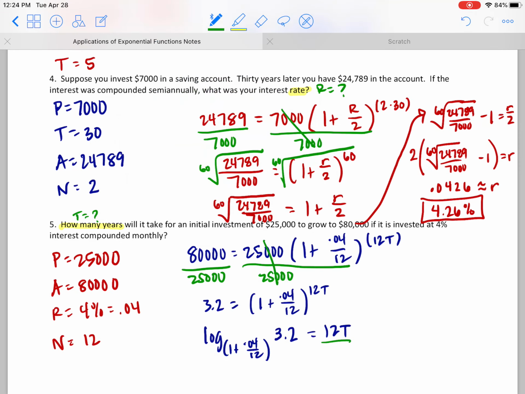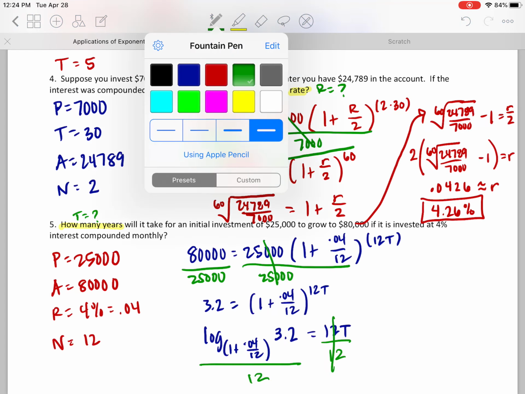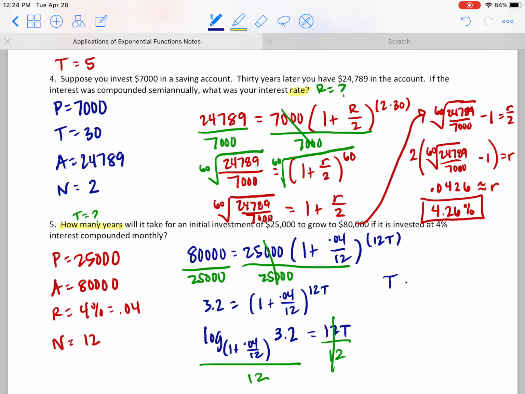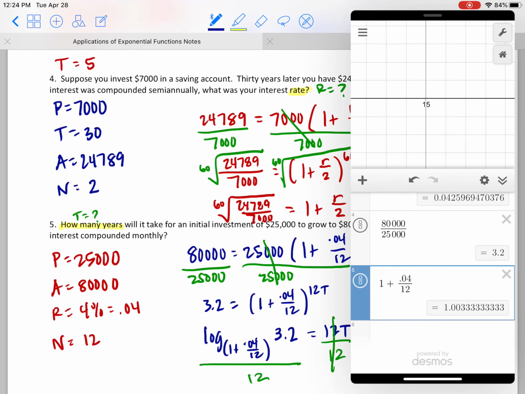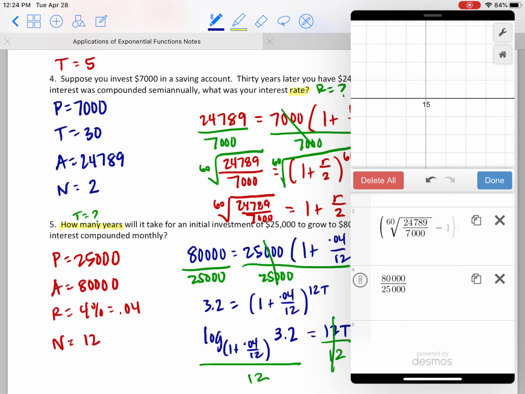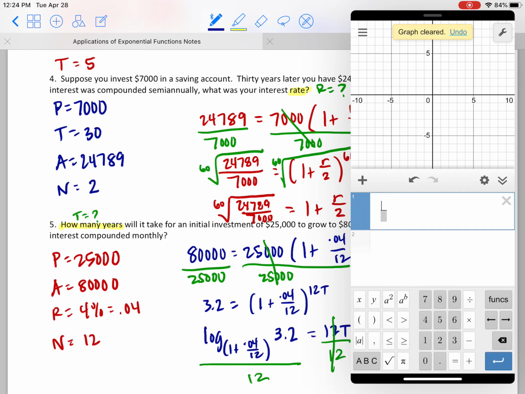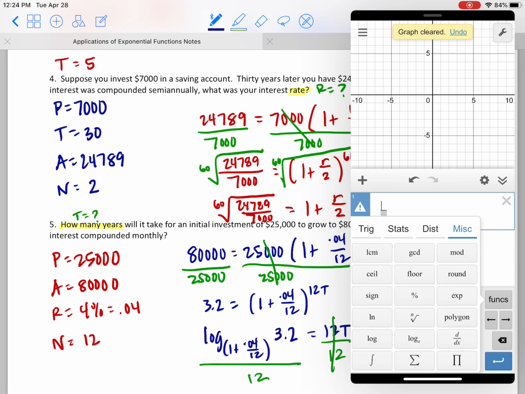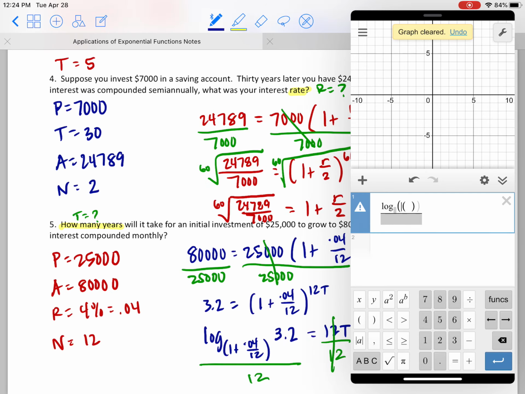We use a log. So I'm going to take this and rewrite it in log form. This becomes the log base 1 plus 0.04 over 12 of 3.2, and that's equal to 12t. Now if I want to solve for t, I just have to divide over the 12. Divide that by 12, so t is going to be approximately, let's see about getting this into the calculator.